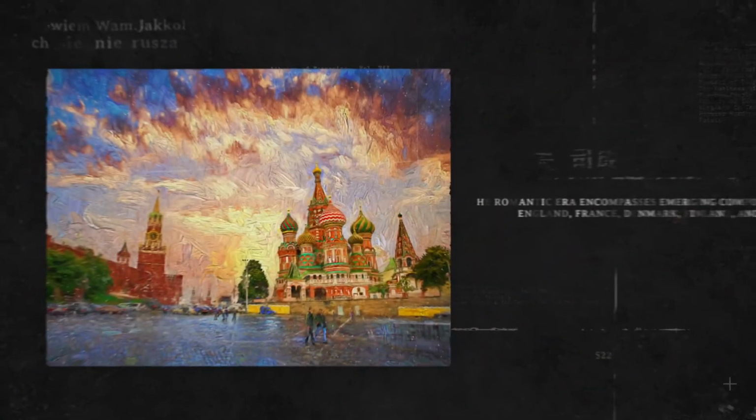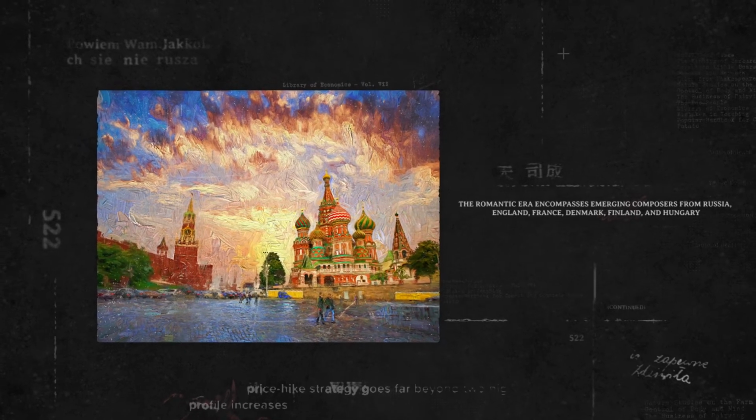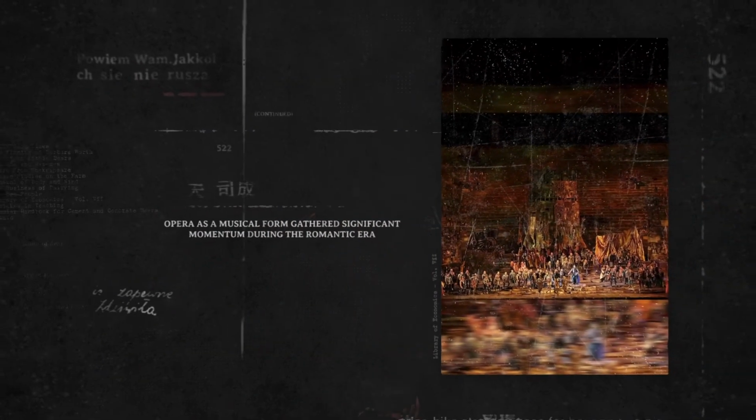The Romantic era encompasses emerging composers from Russia, England, France, Denmark, Finland, and Hungary. This eventually led to an artistic slant toward nationalism in the later part of the 19th century. In line with the developments in instrumental music, opera as a musical form gathered significant momentum during the Romantic era.